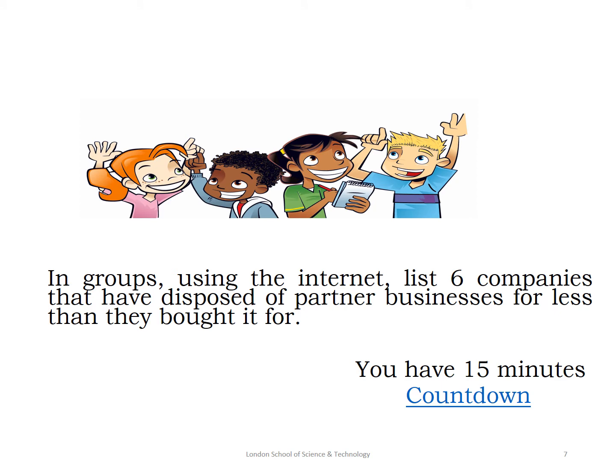So, if you can think in your groups, using the internet, list 6 companies that have disposed of partner businesses for less than they bought them for. Can you think of 6? Can you list down 6? So it's an exercise for you to do individually.